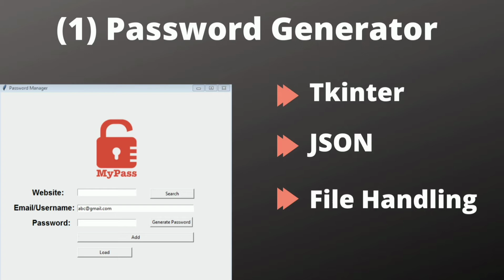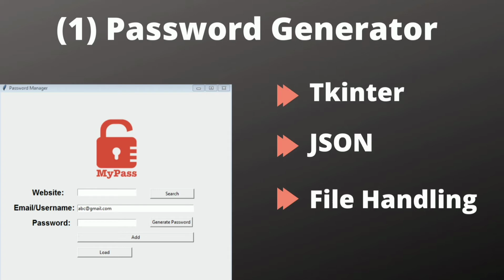Now the second thing is JavaScript Object Notation, which is used for handling all of your data. And the third thing is file handling, in which you need to learn about creating, reading, appending, writing and reading of files. So now let's talk about how it works.